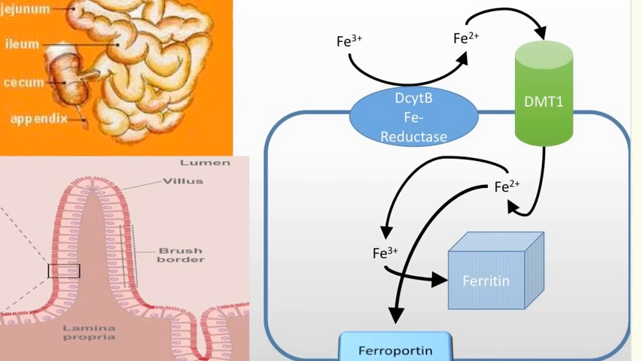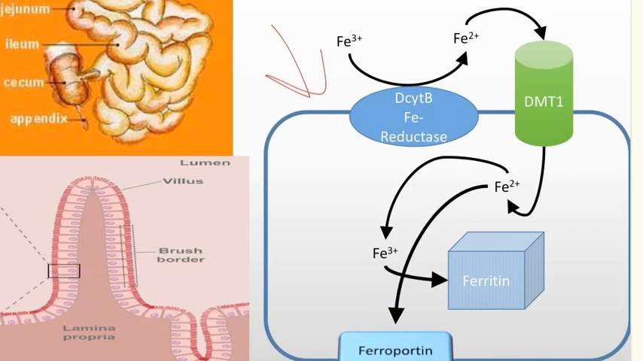Iron gets absorbed from the duodenum of the GI tract, and this is the basic layout of the duodenal enterocyte. So what happens is the Fe3+ gets reduced into Fe2+ by something called duodenal cytochrome B, or DcytB. This is an iron reductase. After it gets reduced to Fe2+, it can go through the divalent metal transporter. After it's into the cell, the options are get stored in ferritin or get shipped out through ferroportin.